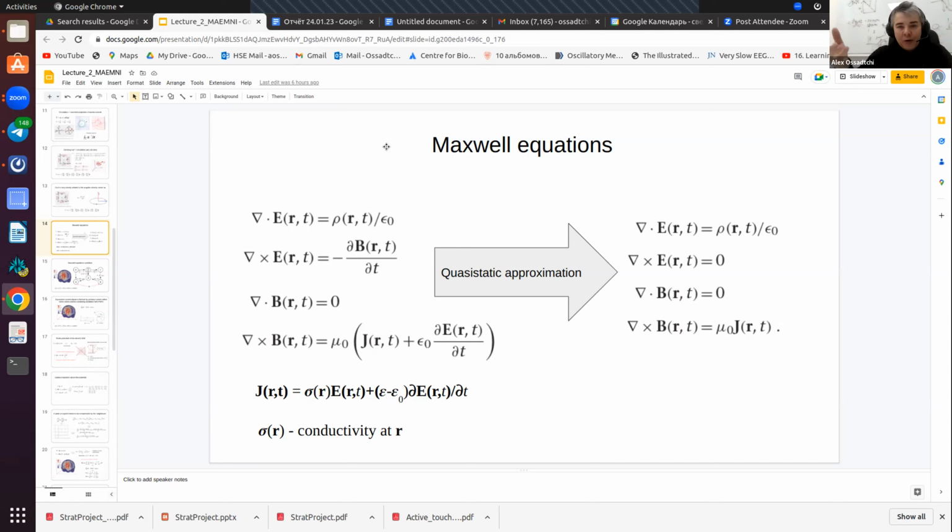But I do not actually require your understanding the details of this, of course, because it's impossible. In order to understand it, you need to take the course on electrodynamics. I understand this, right? So anyway, the Maxwell equations, they're formulated this way.